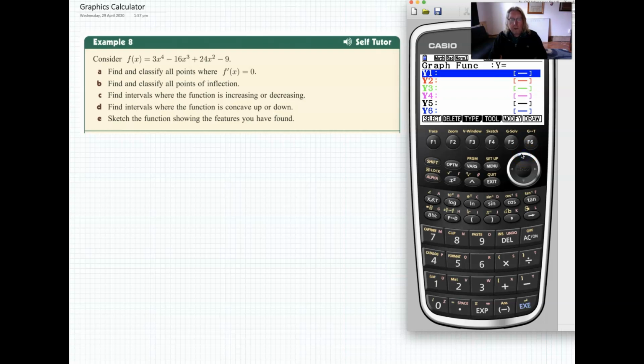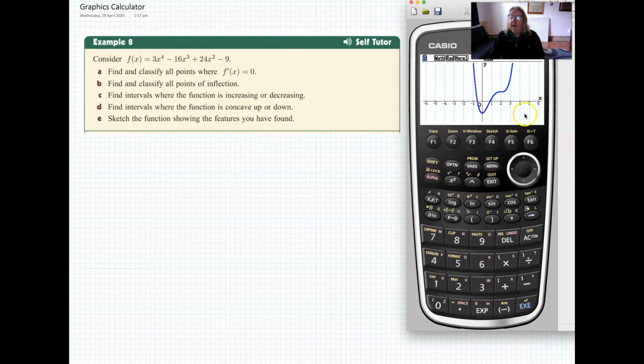Okay, so we want to find and classify all points where the derivative is equal to 0. In other words, find and classify all stationary points. So we put the function 3x to the power 4 minus 16x cubed plus 24x squared minus 9 into the calculator. Okay, that's done. And we can draw that.